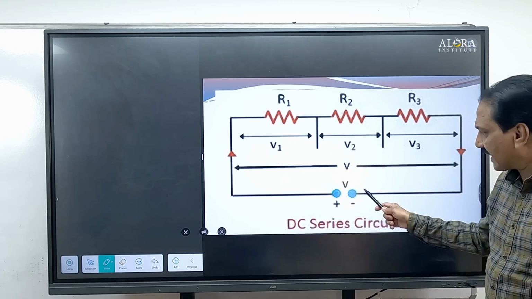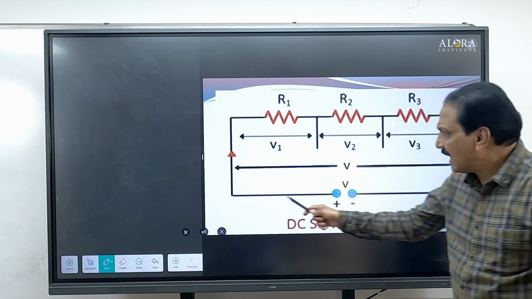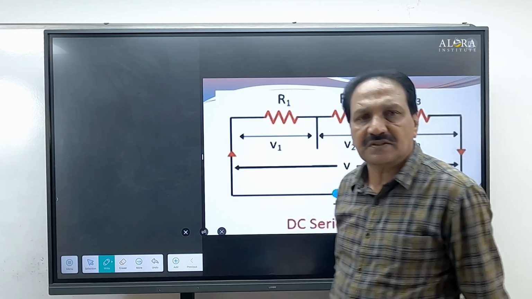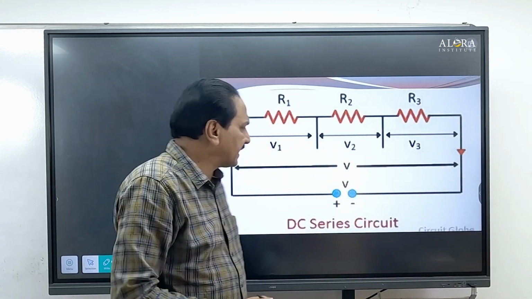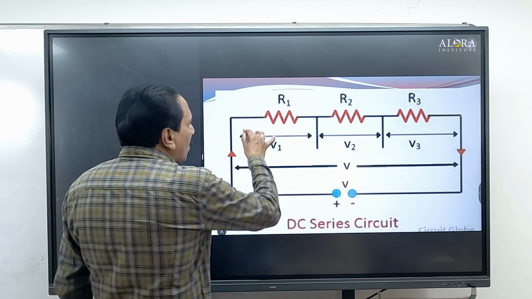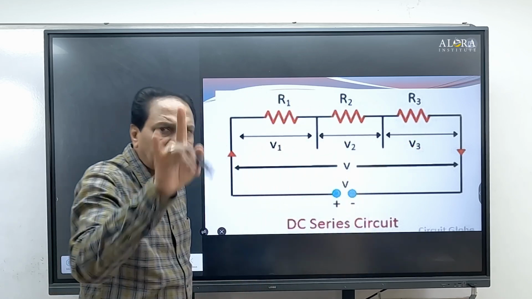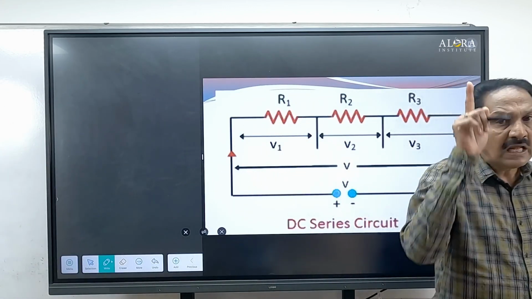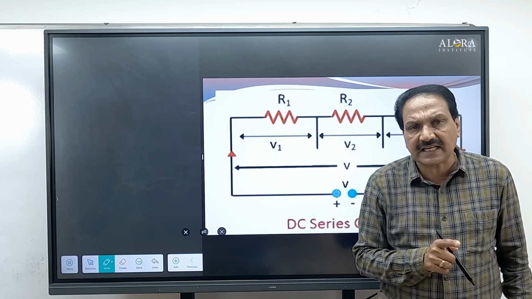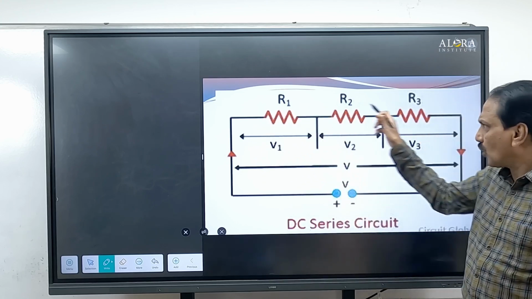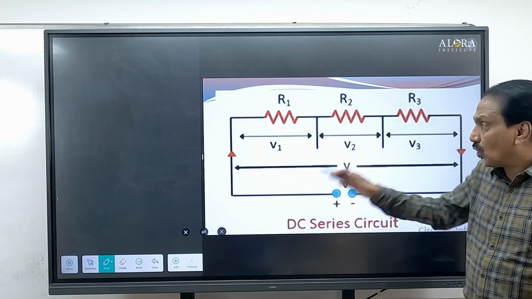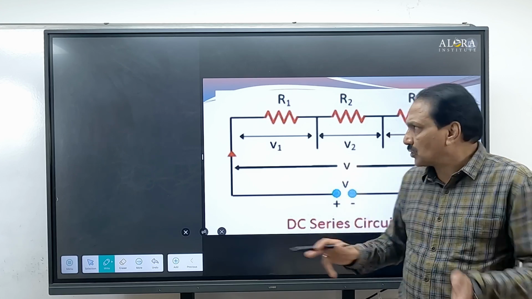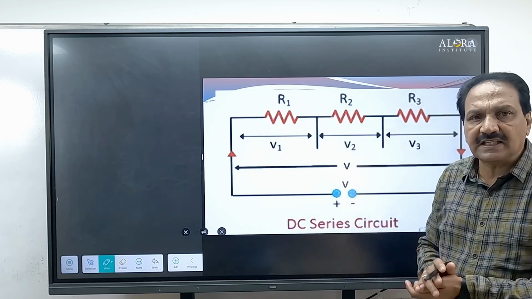Across this battery, this is the positive terminal, this is the negative terminal. Across this battery, three resistors are connected in series. When the three resistors are connected in series, the current flowing through all three will be the same. Remember, current never gets divided in a series connection. The same amount of current flows through all three because there is no other path for the current to branch. Is that clear? So the current in a series connection is the same.